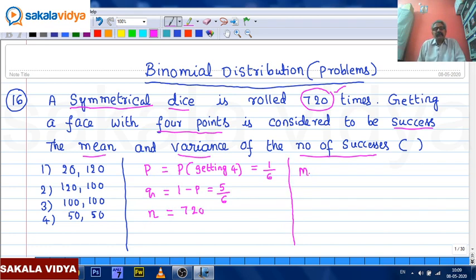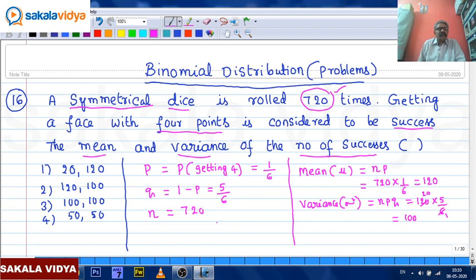We need to find the mean. The mean mu equals np, n multiplied by P. n stands for 720 multiplied by P, which is 1 by 6. This is 120. Next we need to find the variance. Variance is sigma square, that is npq. np we already know is 120, and q is 5 by 6. So 6 ones are 6, 6 twenties are 120, so 100. So 120, 100. So the second option is the right option.